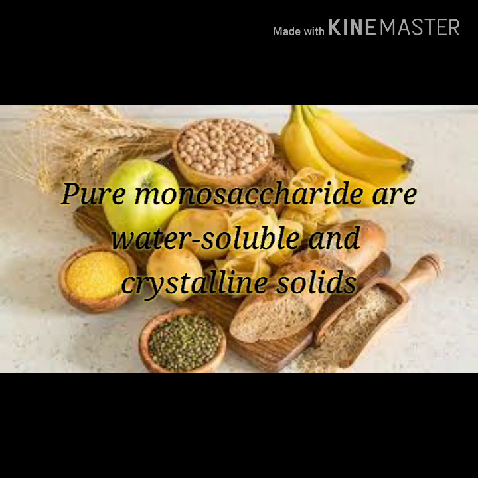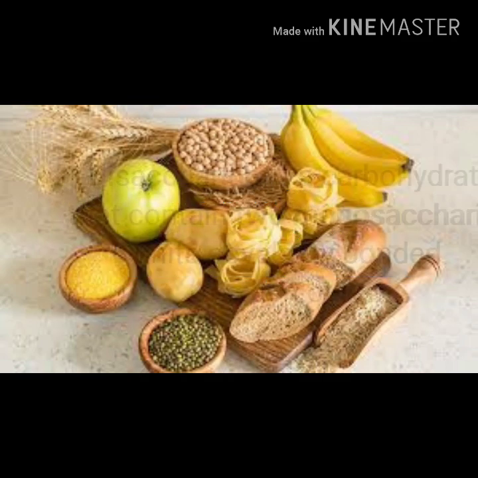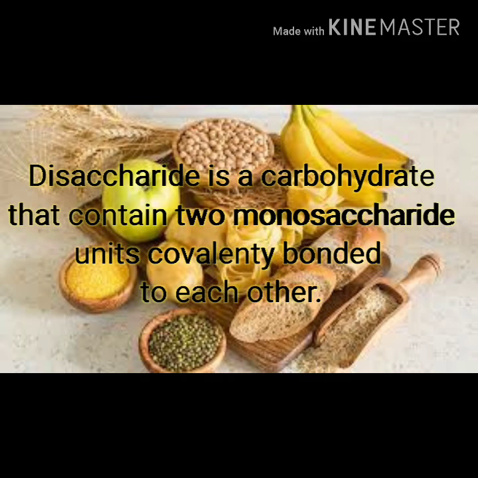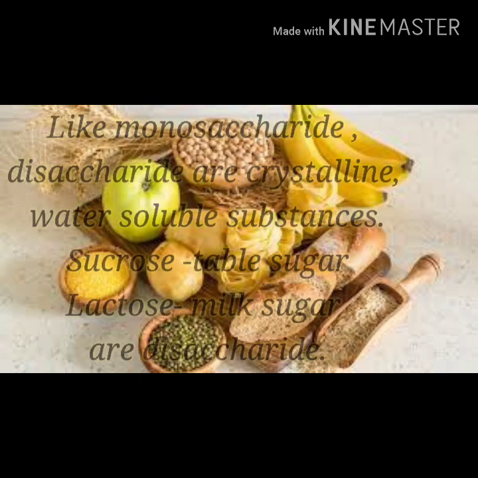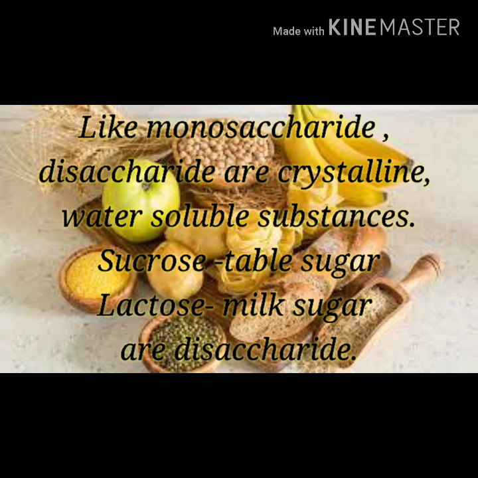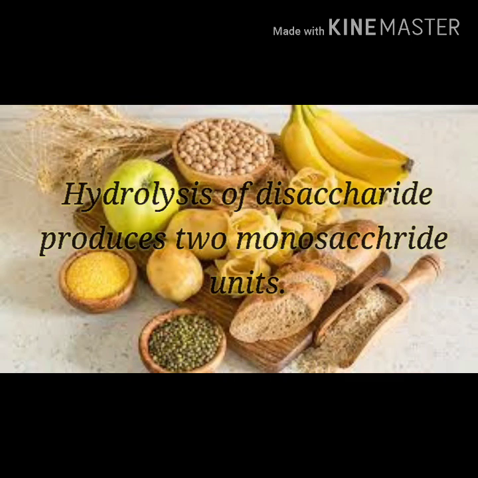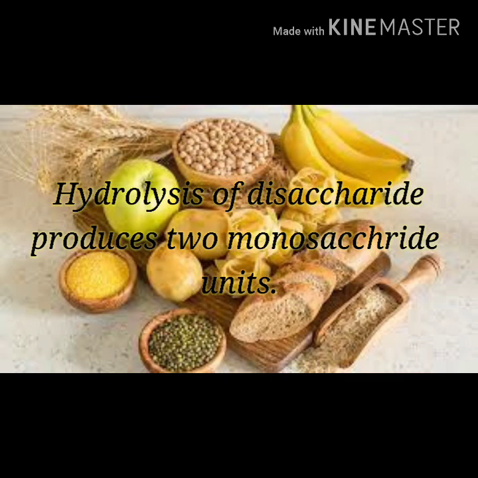Pure monosaccharides are water-soluble crystalline solids. A disaccharide is a carbohydrate that contains two monosaccharide units covalently bonded to each other. Like monosaccharides, disaccharides are crystalline, water-soluble substances. Sucrose is one example of a disaccharide. Sucrose is table sugar and lactose is milk sugar; both are disaccharides. The hydrolysis of a disaccharide produces two monosaccharide units.